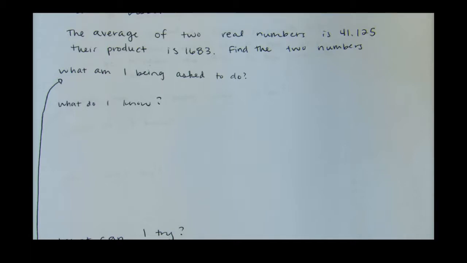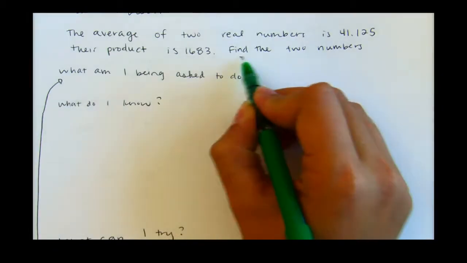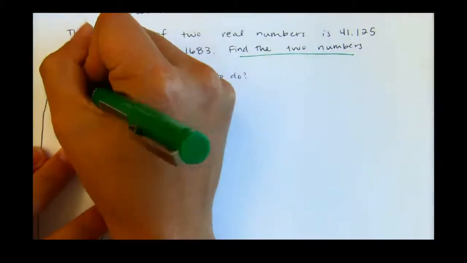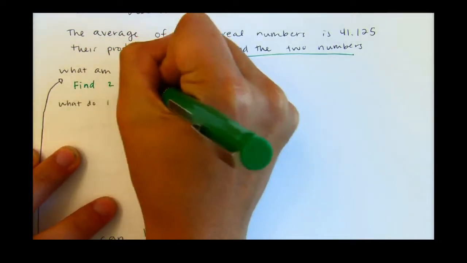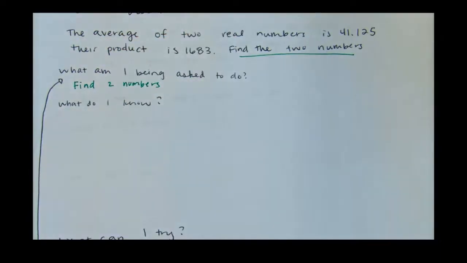So my first problem: the average of two real numbers is 41.125. Their product is 1,683. Find the two numbers. First, you want to ask yourself, what am I being asked to do? And the answer to that question is find the two numbers. So in the end, I'm asked to find two numbers. So my answer should have two numbers in the end.